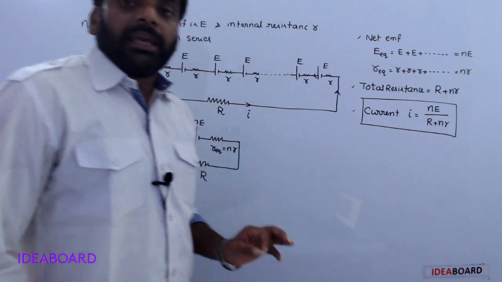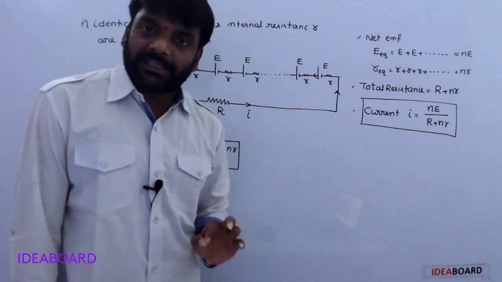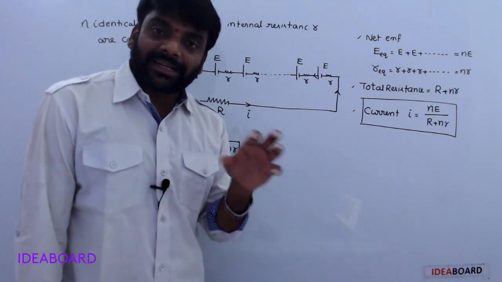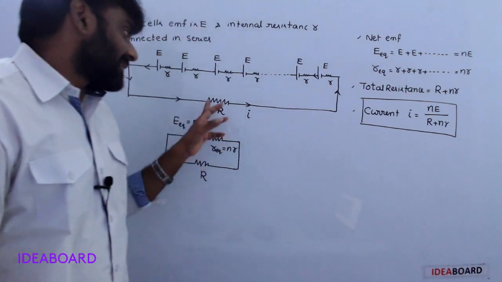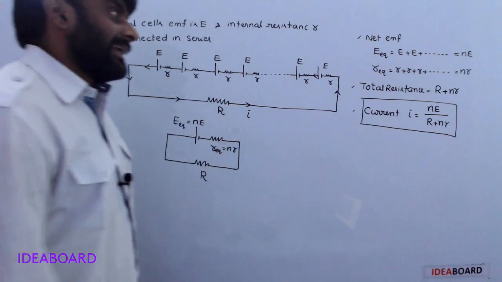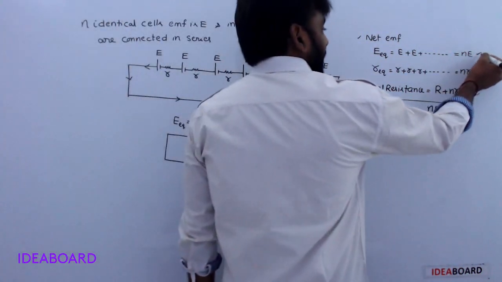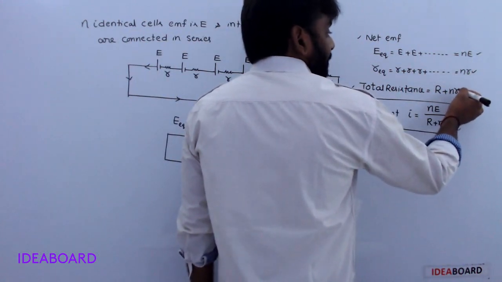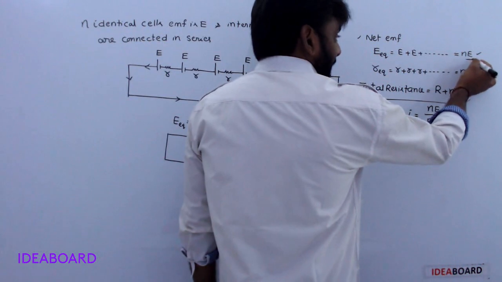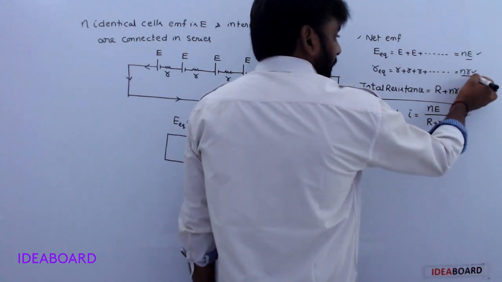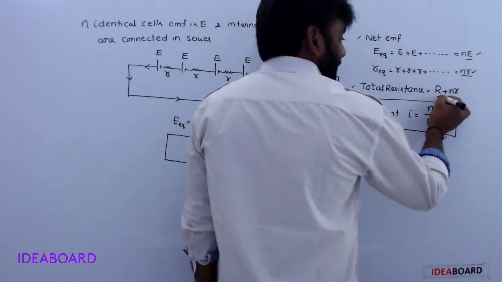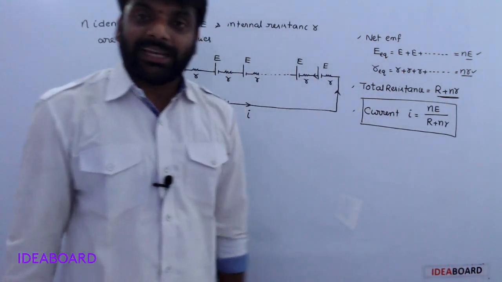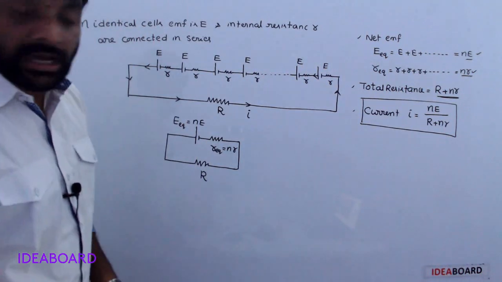Once again, N identical cells, each one with EMF E and internal resistance r, all connected in series with external resistance capital R. Its equivalent EMF is NE. Equivalent internal resistance is Nr. Understood? Total resistance is R plus Nr. So current is equal to NE by R plus Nr.